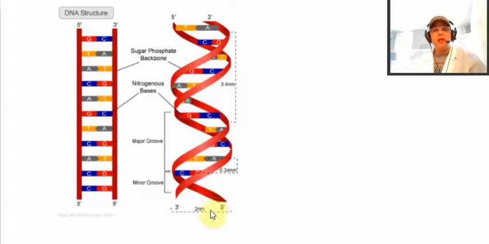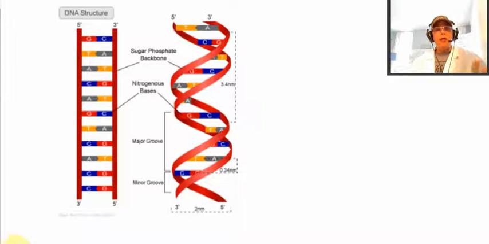DNA is a double-stranded structure with nucleotides in the center holding together two strands of DNA with the aid of hydrogen bonds. When untwisted, this double helix now looks like a ladder with those nitrogenous bases in the center and alternating sugars and phosphates.